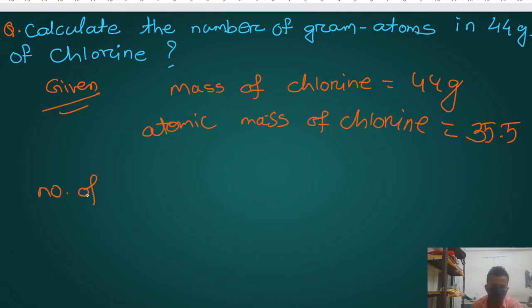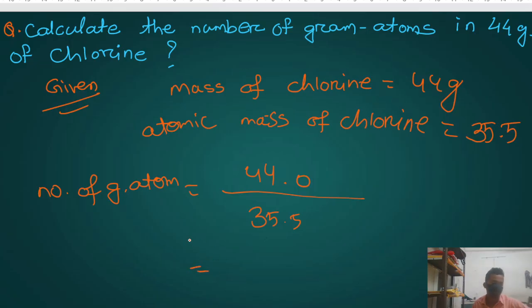We can calculate here also. Number of gram atoms will be the mass of that element, that is 44, divided by 35.5. After calculating you can get the answer. Let's try to calculate. It will be 1.24. That will be the number of gram atoms.